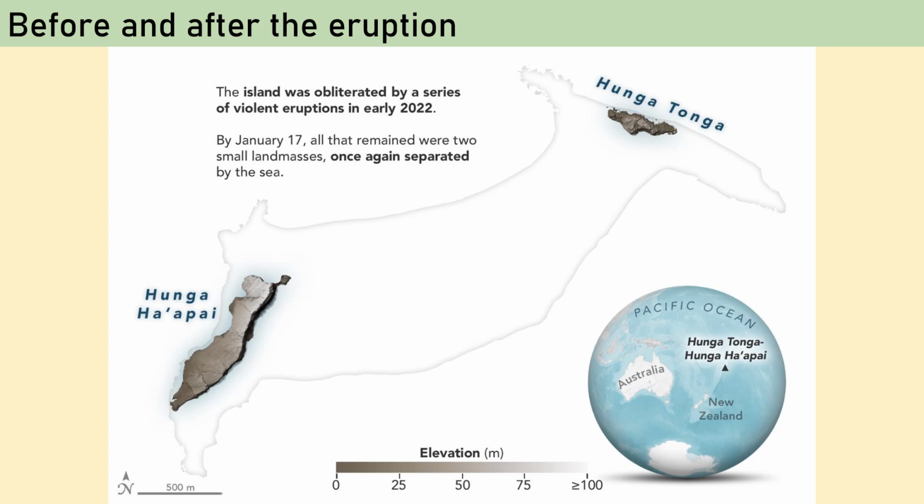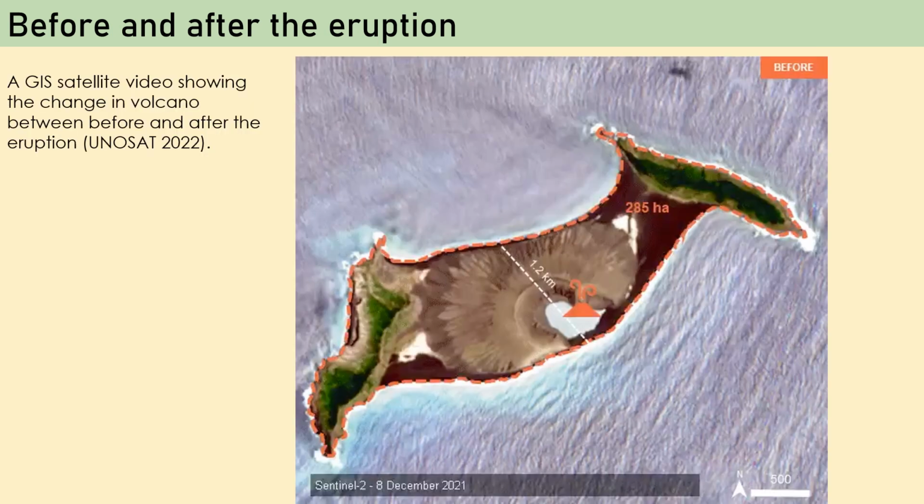By early 2022, there'd been a series of eruptions that had effectively obliterated the island, and it had removed the connecting landmass. By January 17th, all that remained were two small landmasses, once again separated by the sea. I've got another satellite image here just to show you a before and after of what we just looked at. On the 8th of December in 2021, this is what the islands look like. I'm just going to press play and you will see how this changes by mid-January of the following year.